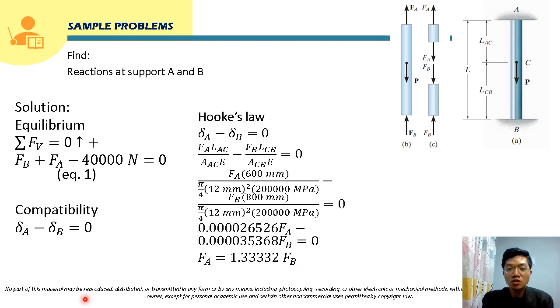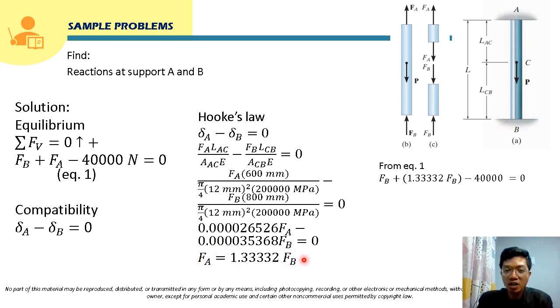Okay, so solving equation 1 and equation 2, we can now solve for the unknowns. From equation 1, we can substitute the value of FA that we derived here. So this FA will become 1.3332 FB minus 40,000. So this should be in Newton. We have to be consistent, class, in our unit. So this will be equal to 0.